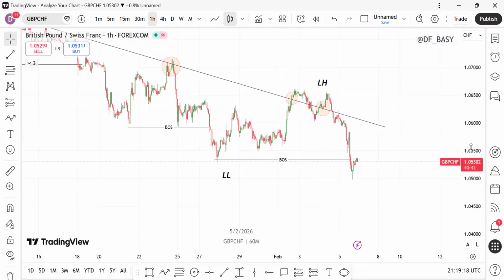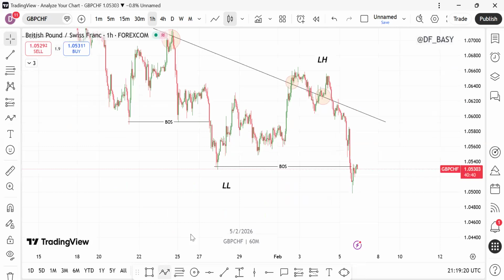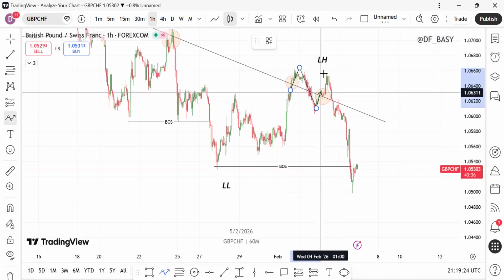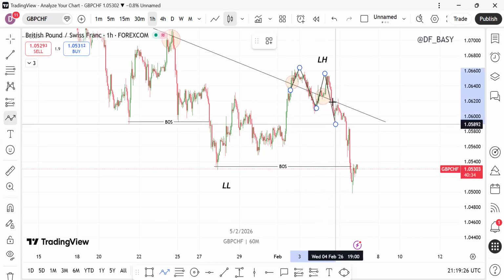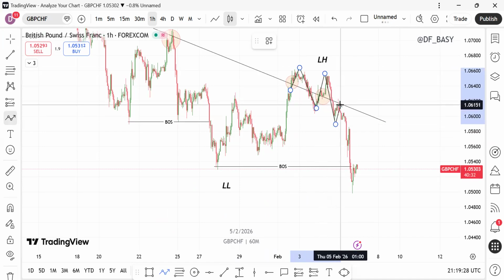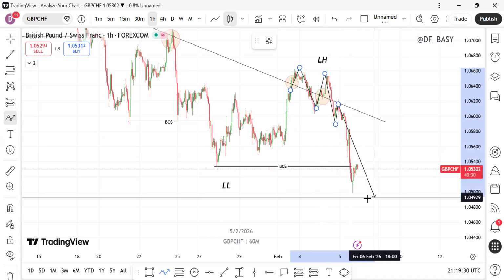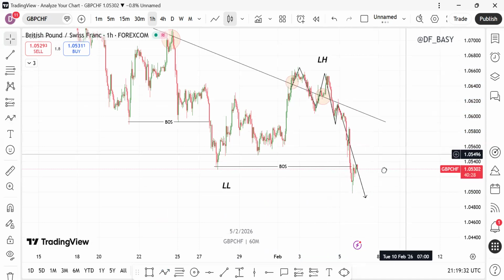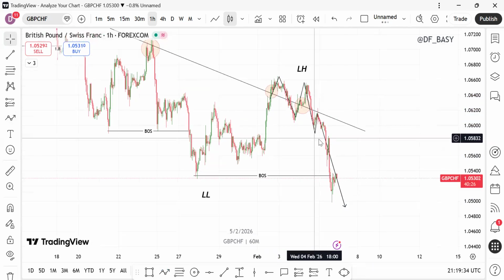So now, if you were to catch this, you would have been looking forward to catch this move from here. After the market broke, came back down, broke inside the trend line, retested the trend line over here, came back down. So if you're looking forward to sell, this is where you should have sold from.